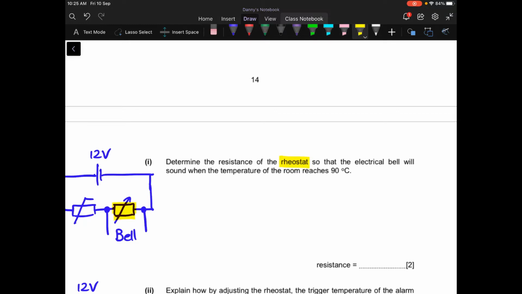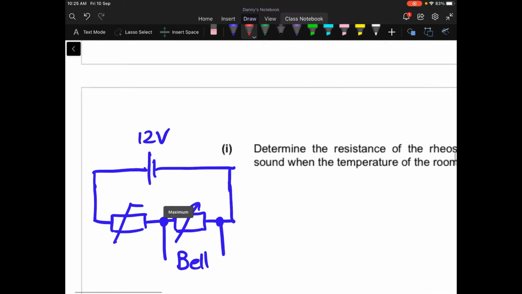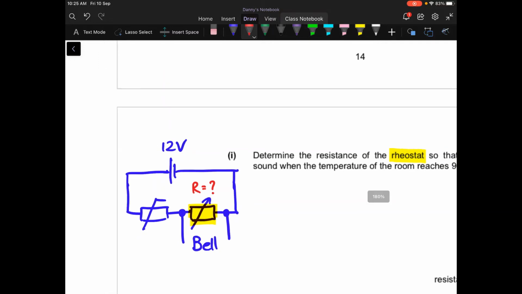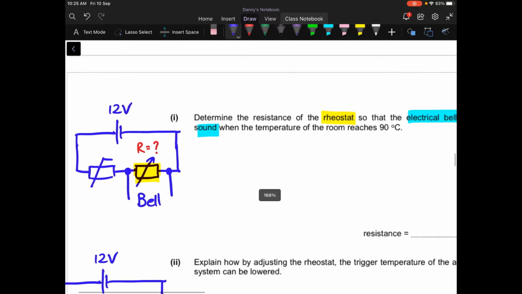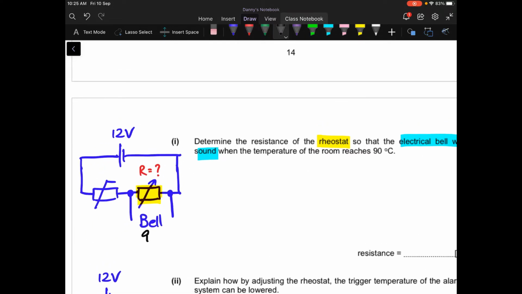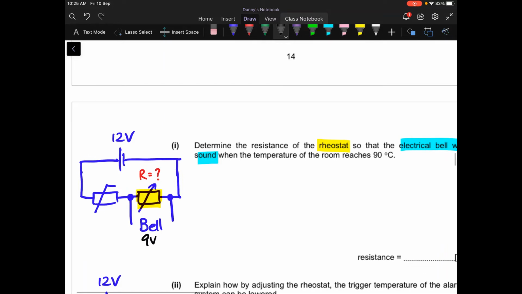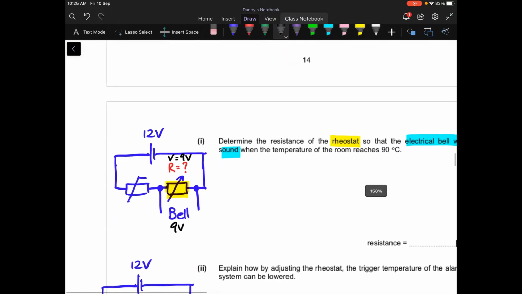So here it says that I have to determine the resistance of the rheostat, meaning that I want to find out this one. I want to know the R. Like I said in my previous video, whenever I do a question, I try to consolidate all the information on the diagram itself so that I'm very clear what information I have used. And it says that the bell should ring. If the question says the bell should ring, that means my bell here should have a 9-volt supply, right? And this means that down here, my V is equal to 9 volt.